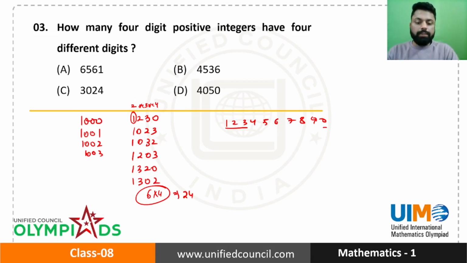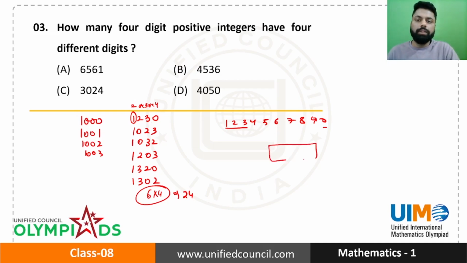So let's try to understand the bigger picture. Let's try to understand how we can actually find out the number of positive integers which will follow this particular property. So in that case, what we are exactly going to do is the 1000s place can be any single digit except 0.